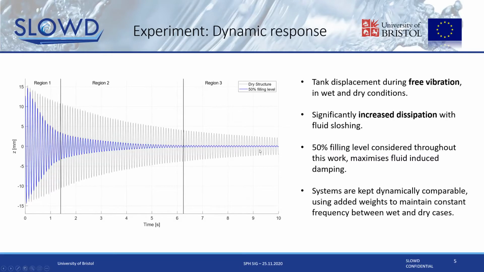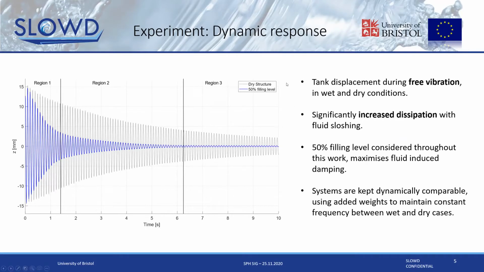So we'll start off with some quick experimental results for the background as well. And what we can see here in the plot on the left is our dry tank plotted in grey, and this is the displacement of the dry tank. So it starts off at this 14mm condition, and you can see there's very little damping in the dry structure.